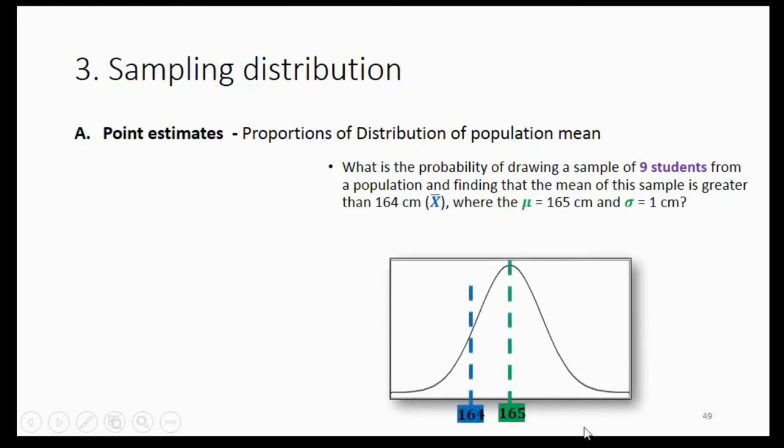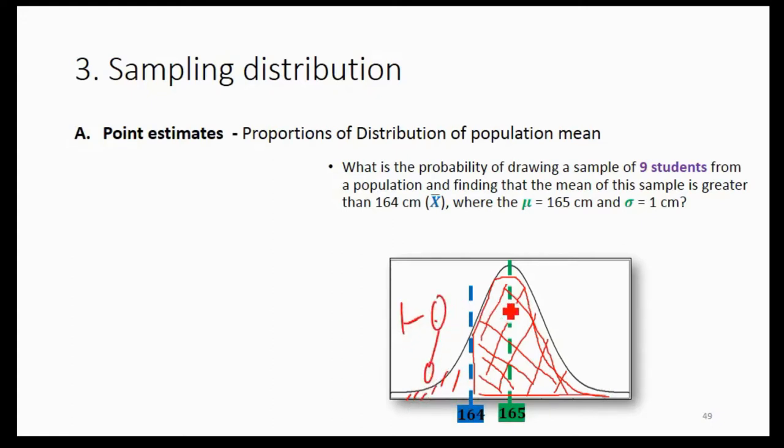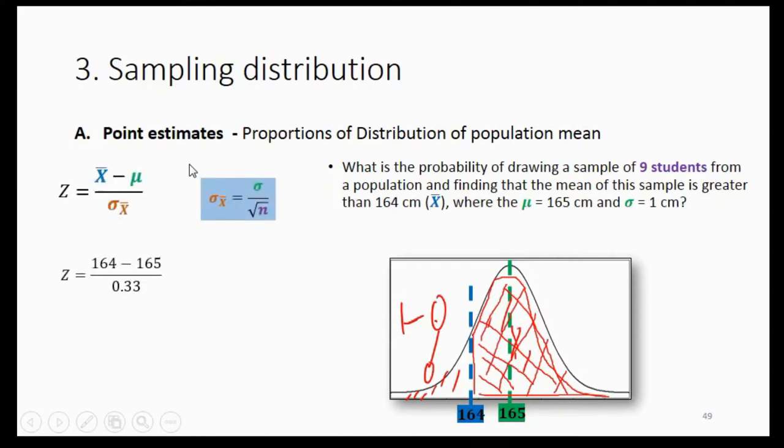So that means this is your sampling distribution, and this is the sample that you're interested in. What is the probability to draw a sample with the mean greater than 164? That means this part. What you need to do is just calculate the Z value, then get the P value. The P value is on this side, and then 1 minus this value, you will get this. This is a point estimate. Same formula, you can do this calculation.